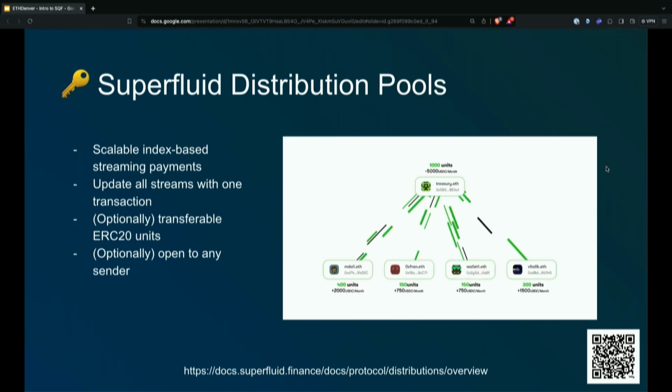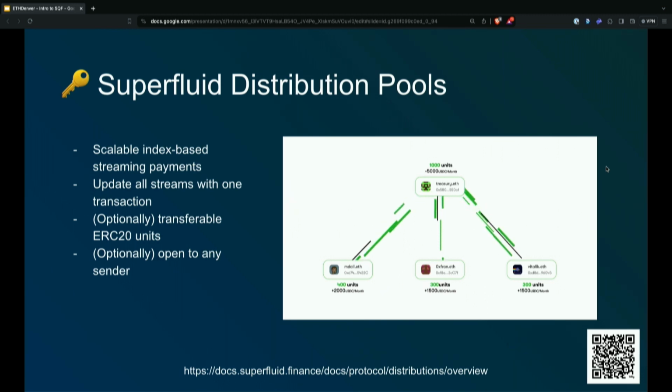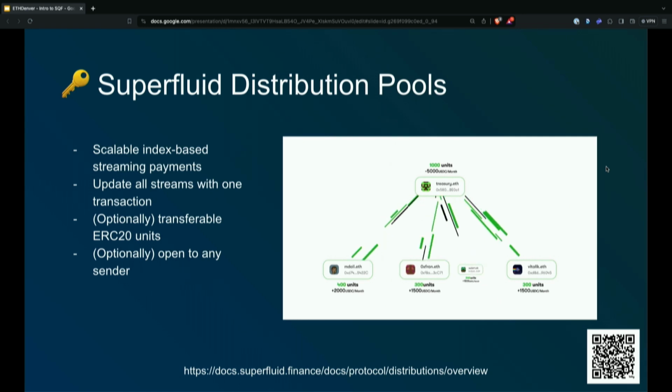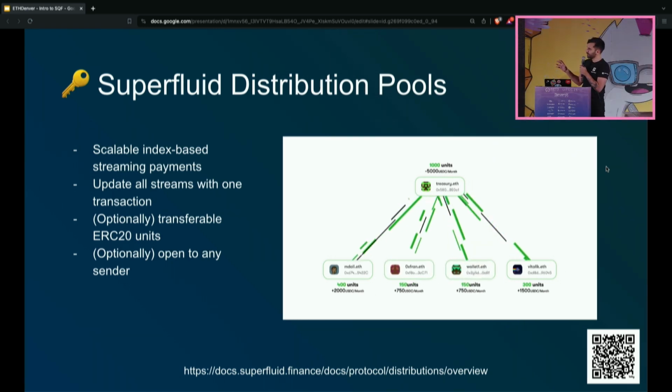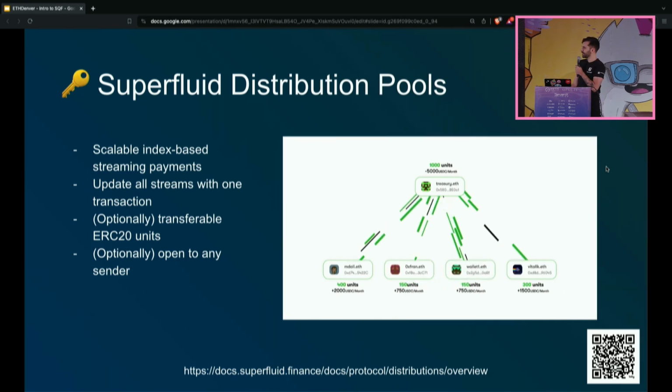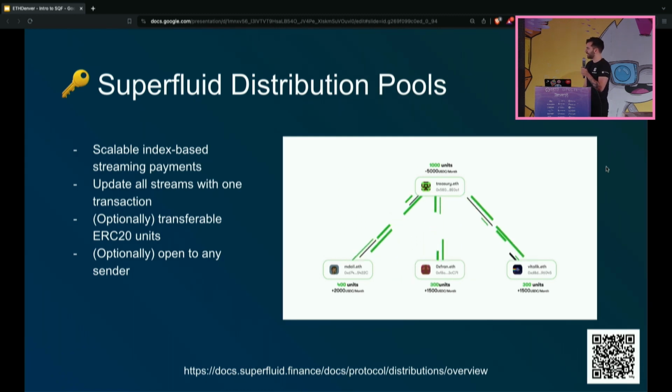Superfluid has been built in a modular way where we've been able to add functionality over time. This is the latest and greatest piece of our puzzle, something we've been working on for a while. But you can think of it fundamentally as a scalable way of doing index-based streaming payments. And streaming really here you can think of as recurring, if there is not already an idea of that in your mind.